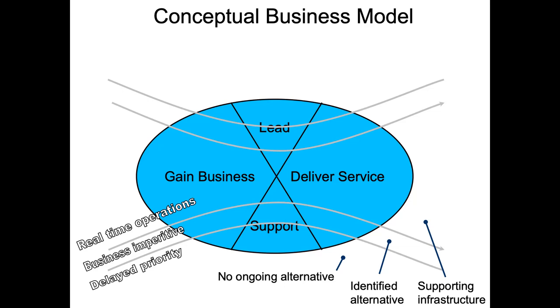Anyone not follow this one? So just to be clear, we've got a part of a business that gains business, without which the business can't function. We've got a part that delivers a service, without which the business can't function. That needs leadership, which is happening all the time, and it needs support. The support function is quite large. Some parts of a business are real-time operations, some parts are important but not in real time, and others are necessary, but they don't have to happen immediately. So there's a summary of it.